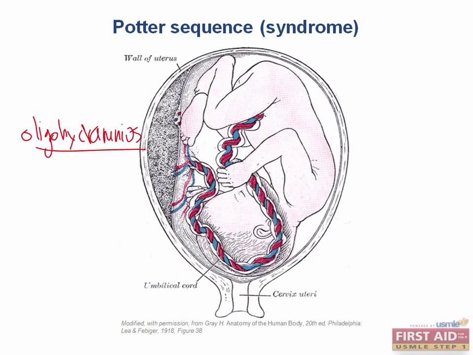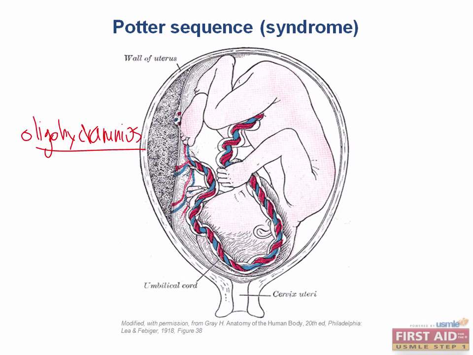The pulmonary hypoplasia occurs because fetuses in utero normally swallow amniotic fluid into their lungs. This helps to expand the alveoli and develop their lung tissue. If there's not enough amniotic fluid, the lungs will not develop properly. Pulmonary hypoplasia is thus the primary cause of death in infants with Potter syndrome. Can you think of some possible causes of Potter syndrome?